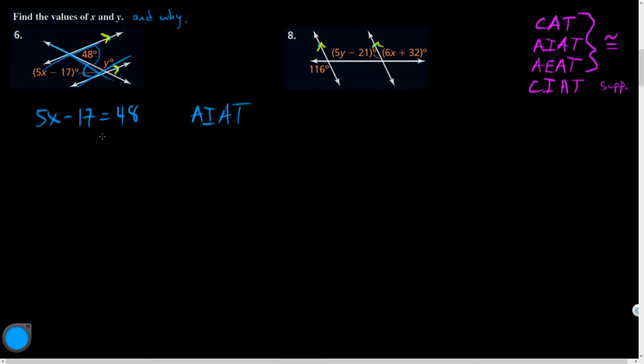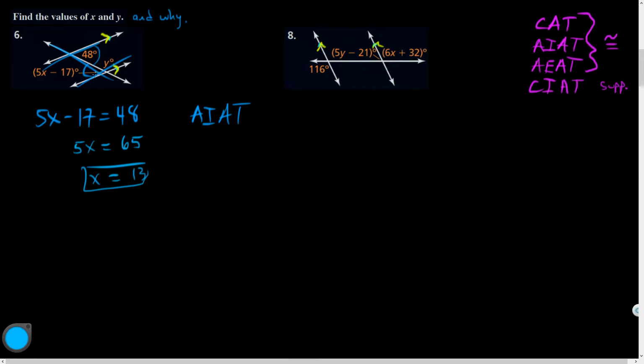So here we go. Let's solve this. Actually, I'm gonna speed solve this. Add 17 to both sides, says the guy who now is gonna try to figure out math in his head. Let's see. 48 plus 17, 65, right? And then divide both sides by 5. So 13. So that's the value of x.